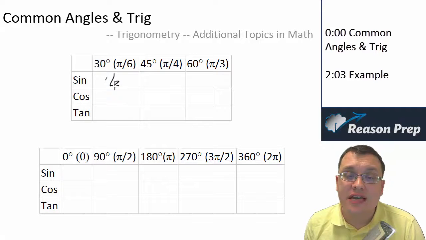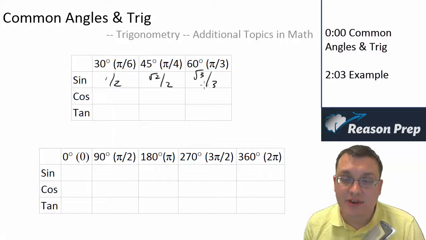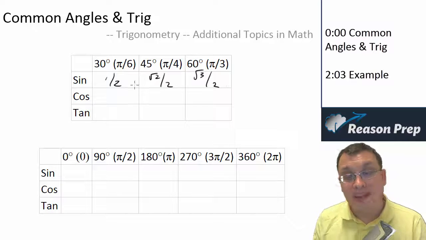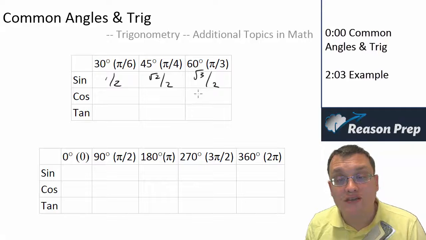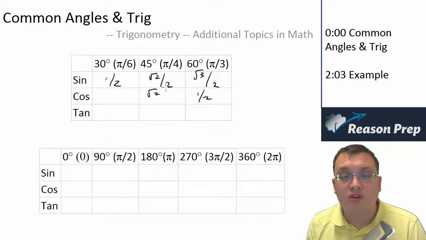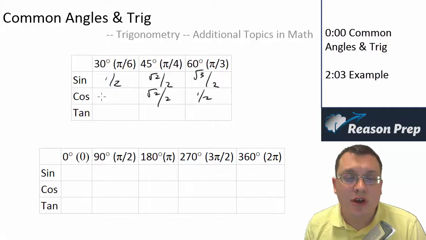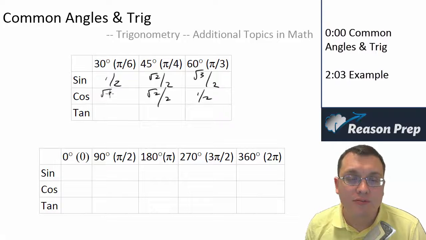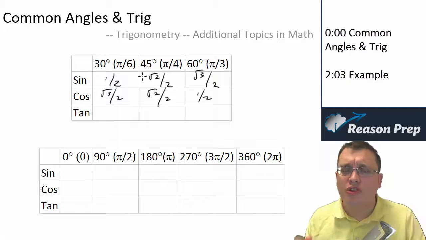The sine of 30 is a half. The sine of 45 is radical 2 over 2. And the sine of 60 is radical 3 over 2. For cosine, it reverses. So the cosine of 60 is a half. The cosine of 45 is radical 2 over 2. And the cosine of 30 is radical 3 over 2. So it's a nice way to remember those two. They're just flips of each other.